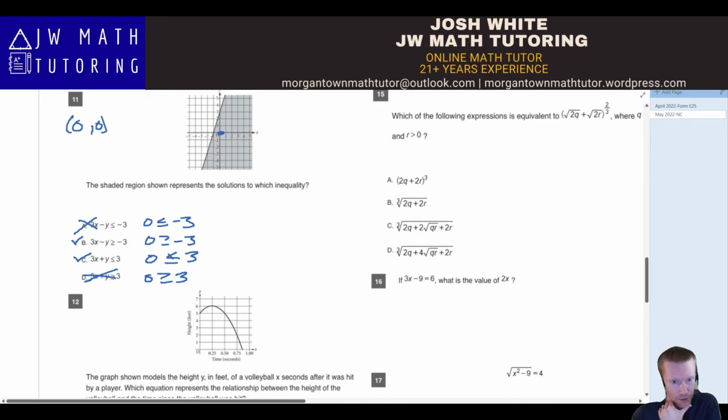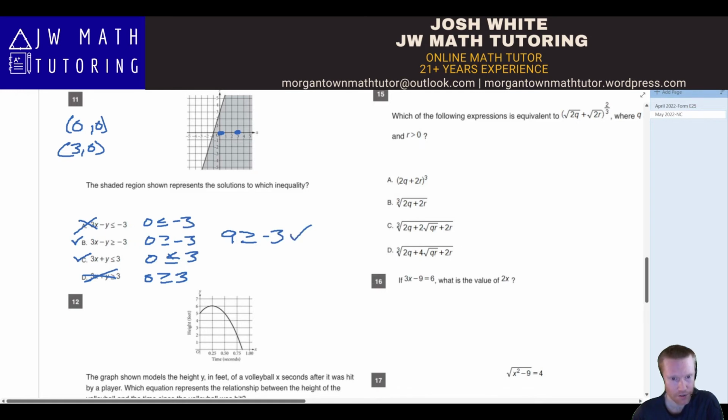So we could just pick another point and plug it in and see which point works. So let's say I pick, I don't know, 0, 3. Actually, no, I don't want to use that because that's actually on the line. I meant to pick 3, 0. 0, 3 is actually the y-intercept of it. All right, so now when we plug in this point to both B and C, 3 times 3 is 9. 9 minus 0 is just 9. 9 greater than or equal to -3.